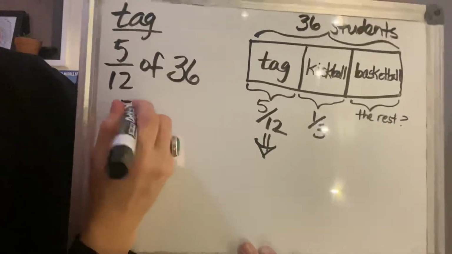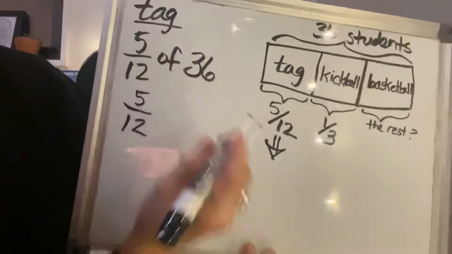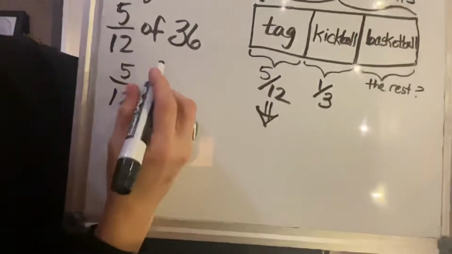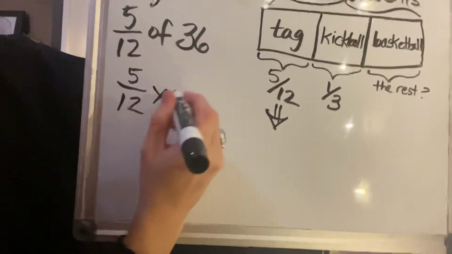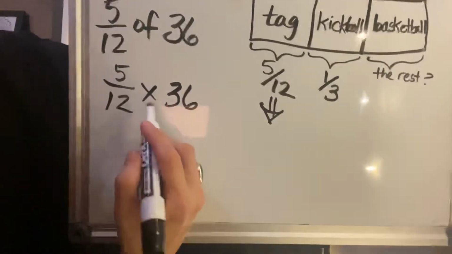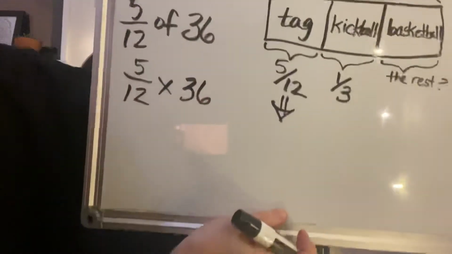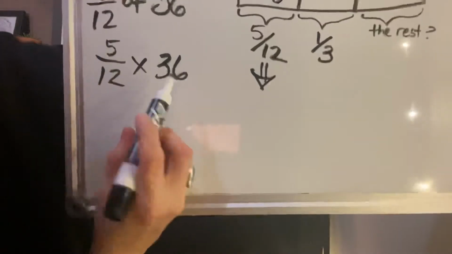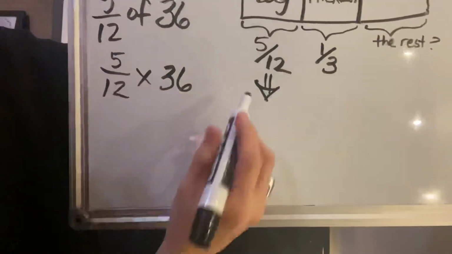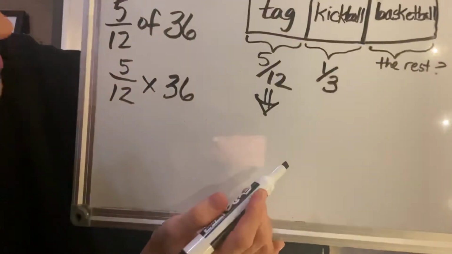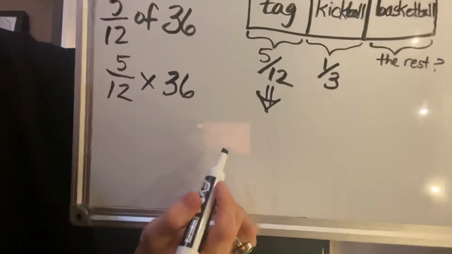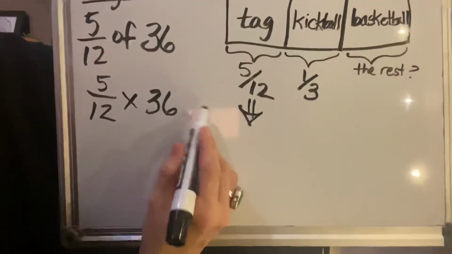So 5/12 of 36 is the same thing as 5/12 times 36. 5/12 multiplied by 36. Okay? So now 36 times 5, you could figure this out to the side. I'm going to do it in my head, mental math. You could do that too, but I'd prefer for you to write it out.